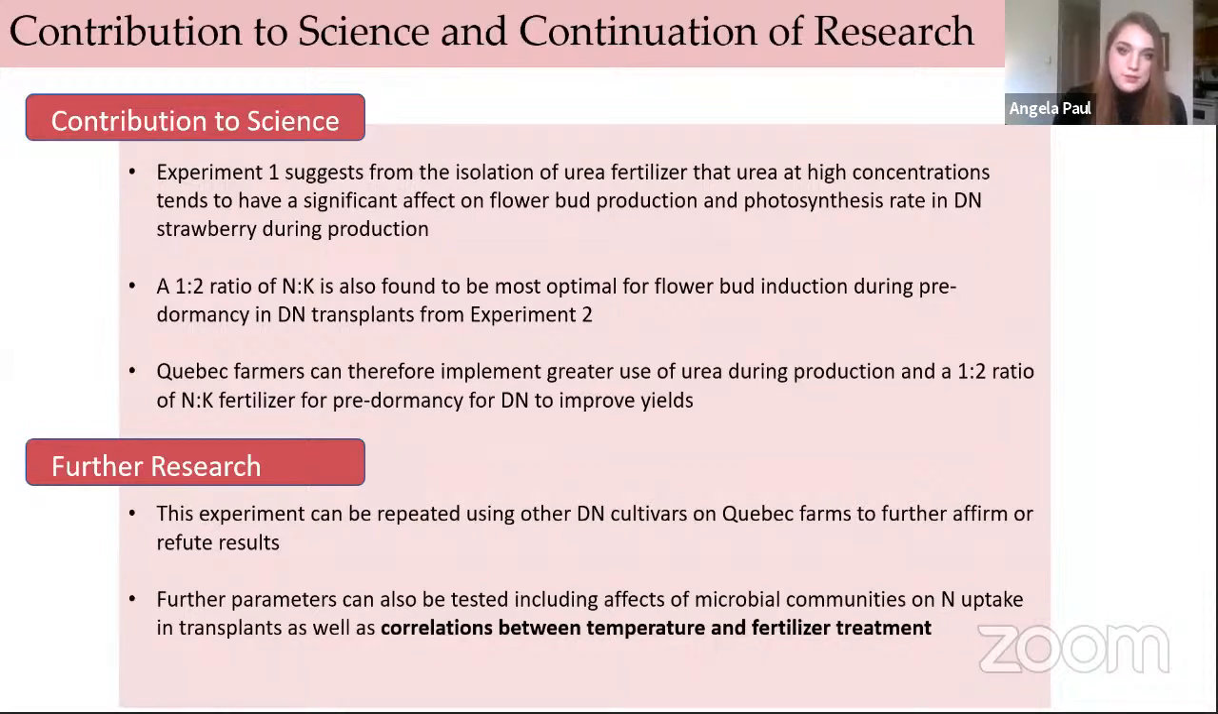So how does this contribute to your research? From my experiment 1, it can be suggested that urea fertilizer at higher concentrations will tend to have a significant effect on flower bud production and photosynthesis rate in day neutral strawberry. Therefore, farmers can tend to use more urea in their treatments, and that could perhaps increase the amount of yield that they see with their day neutral strawberries. Then a 1:2 ratio of N to K is also found to be most optimal during pre-dormancy. So using that instead of a 1:1 ratio would be more optimal for pre-dormancy treatments.